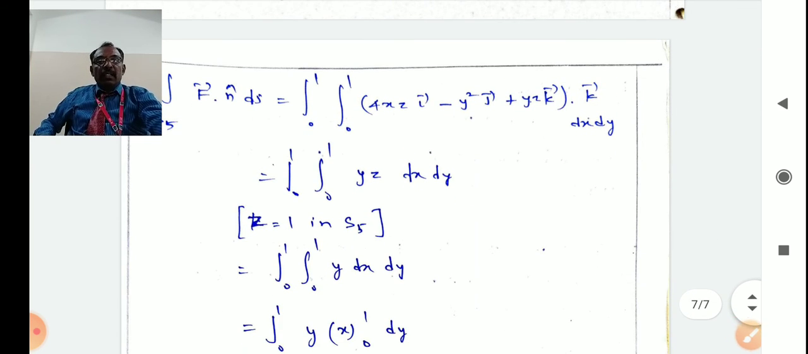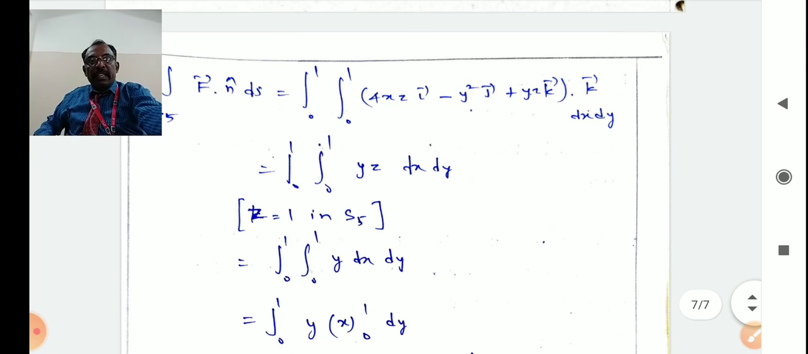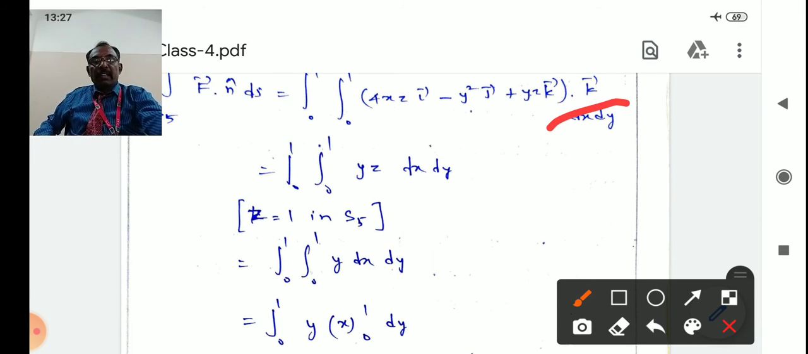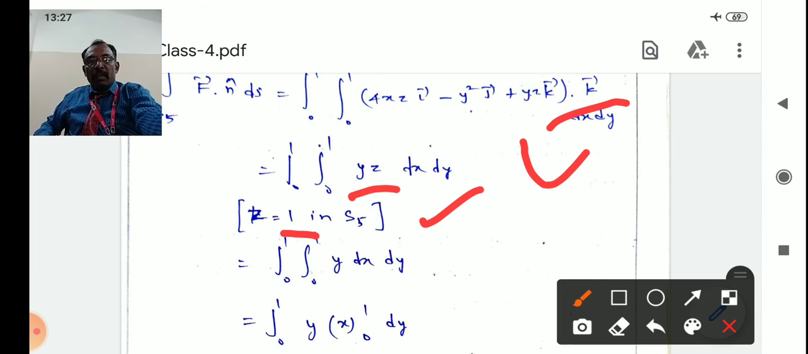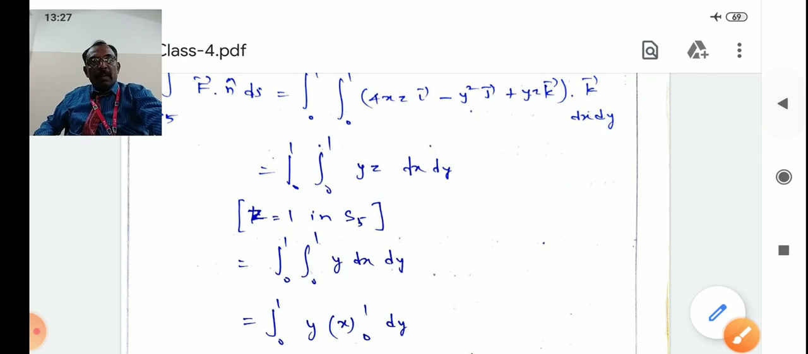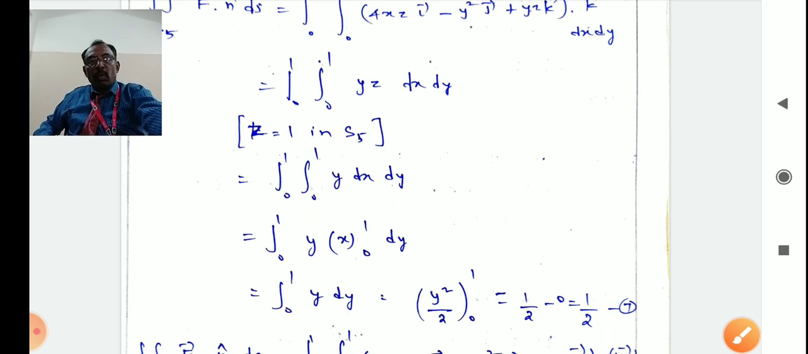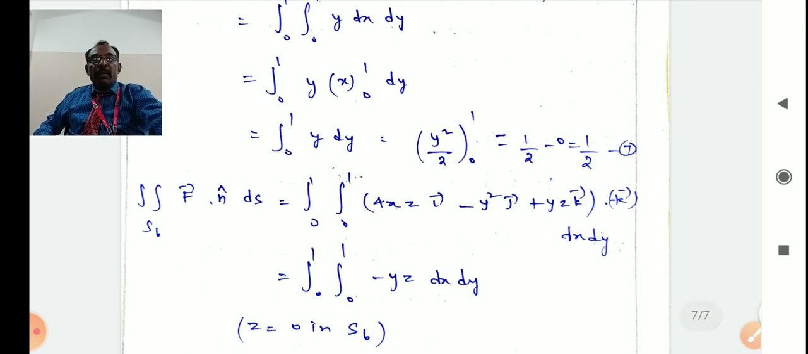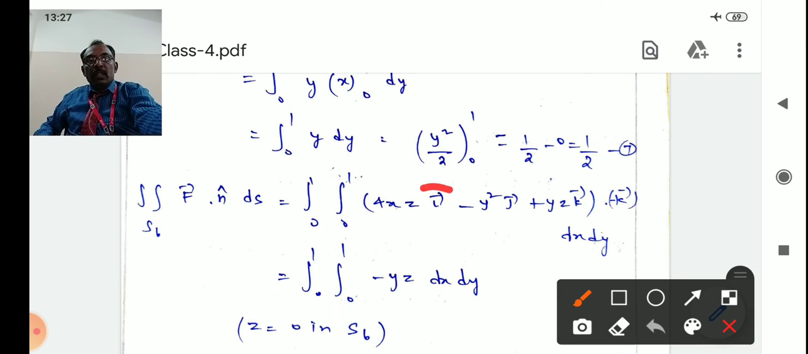Along S5, what about n cap of this problem? In S5 it is very clear, n cap is k vector. Now do the dot product of these two vectors, it becomes yz. What about z value? Here z value is 1 in surface number 5. So if we put z equal to 1, y into 1 we get y. Integration of y with respect to x, we get y into x, limit 1 to 0. Applying upper limit 1, lower limit 0, we get 1 only. So 1 into y, y. Integration of y becomes y squared by 2. Now substitute the upper limit 1, 1 by 2 minus 0, we get 1 by 2, which is equation number 7.